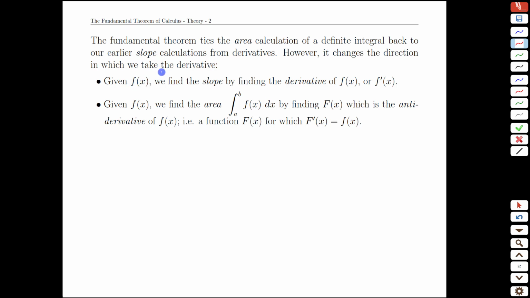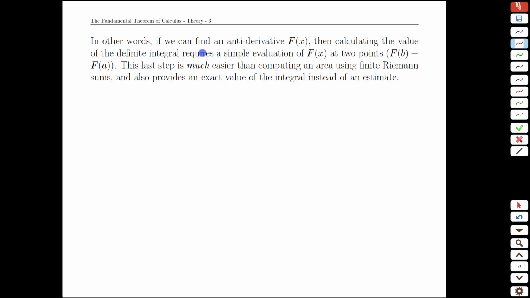Earlier, we had functions and we found the slope by taking the derivative. Now we have a function and we want to find the area. We're going to do that by taking the antiderivative, or the inverse of the derivative, in our process and our calculations. In other words, if we can find an antiderivative of the function in our integrand, then we get that last easy step. So we can compute an area very easily, much more easily than the left sums, right sums, trapezoid rule, all those other things, and we get an exact value back.